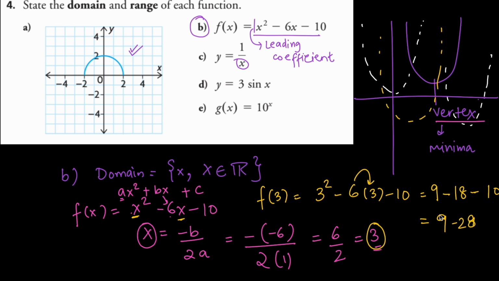Negative 28. Now 9 is positive, 28 is negative, so we subtract the two numbers, but since 28 is a bigger number, the answer will be negative. So 9 take away 28 is negative 19. That means my y value is negative 19. That means my vertex is actually (3, negative 19).